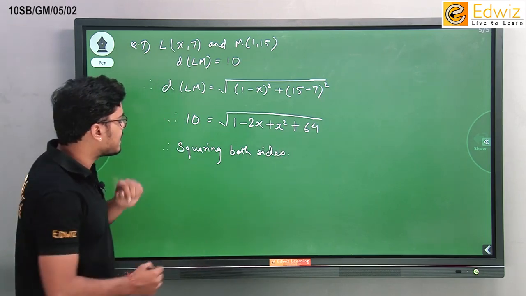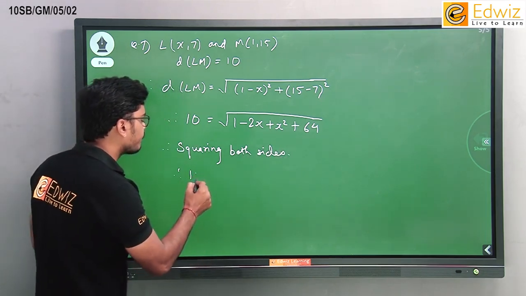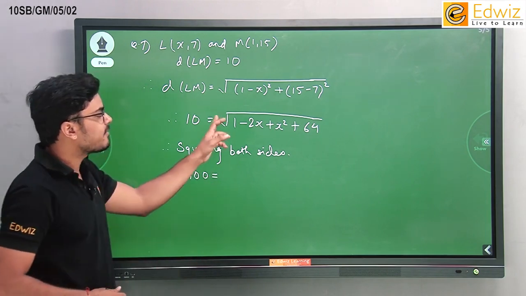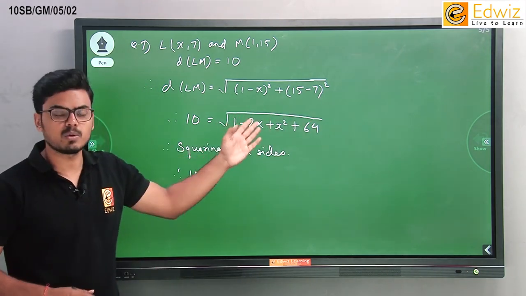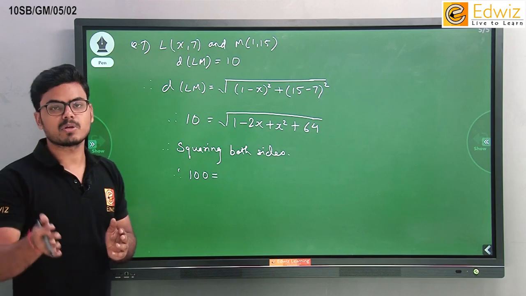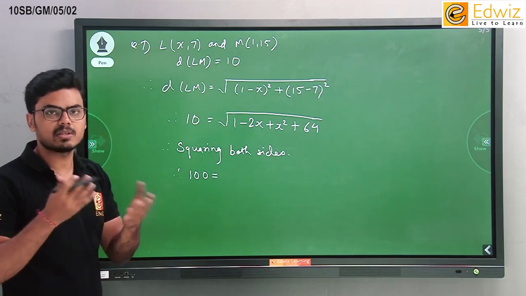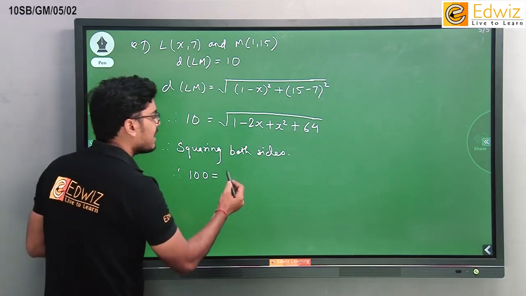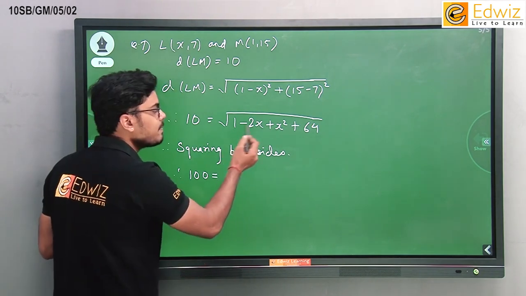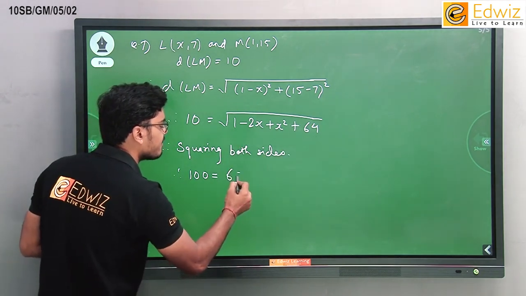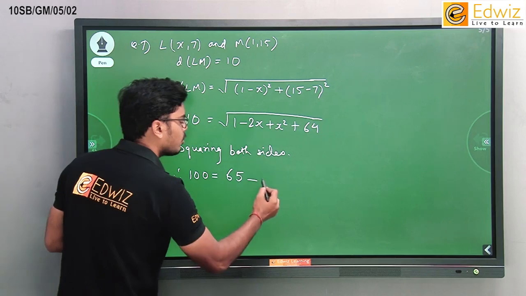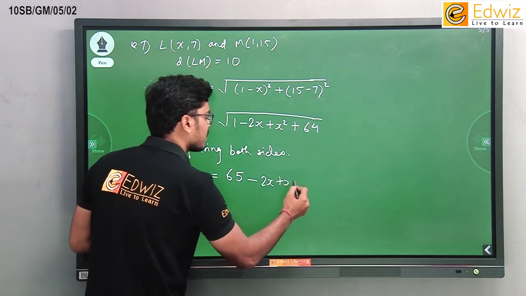तो यहां पे हो जाएगा 10 square, that is 100, equal to, and if I square this entire thing, ये square root का साइन यहां से हट जाएगा, करेक्ट? क्योंकि मैं square root भी लिख रहा हूं और square भी कर रहा हूं, they will cancel each other out. What will be left is 1 minus 2x. Now 1 plus 64, I'll write 65 minus 2x plus x square.